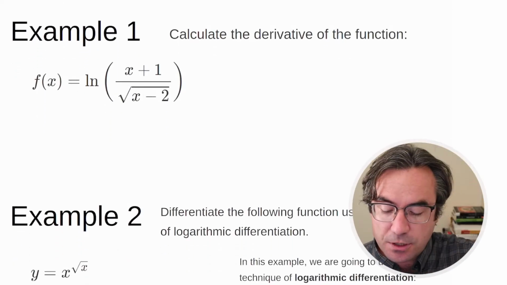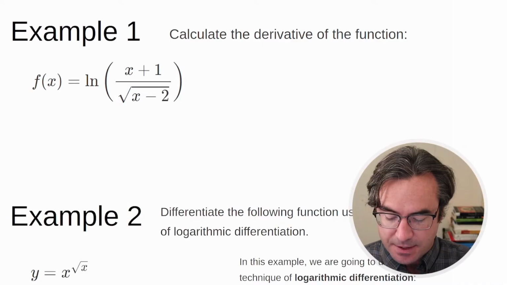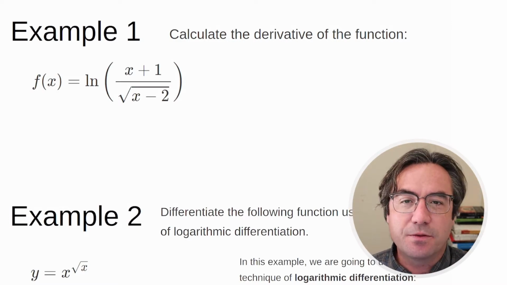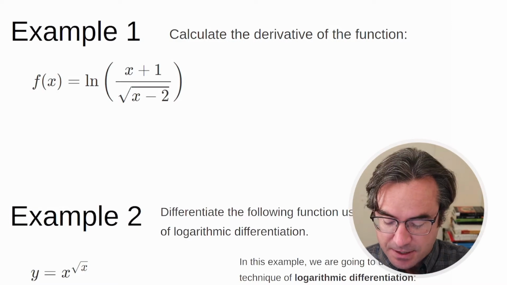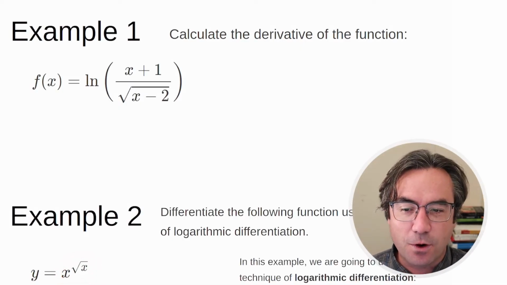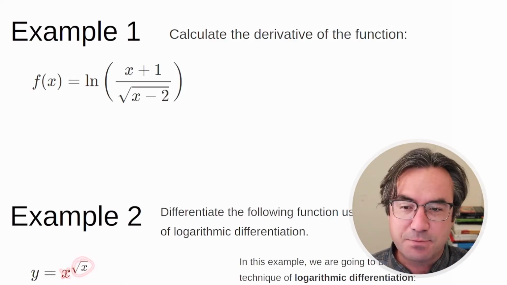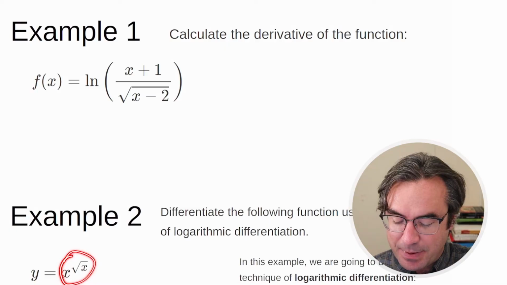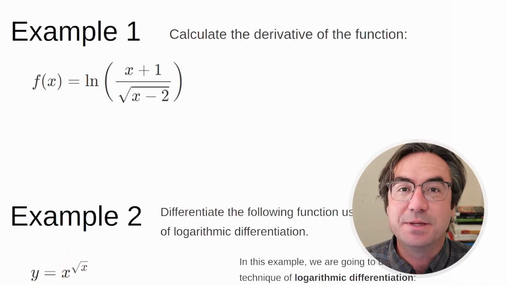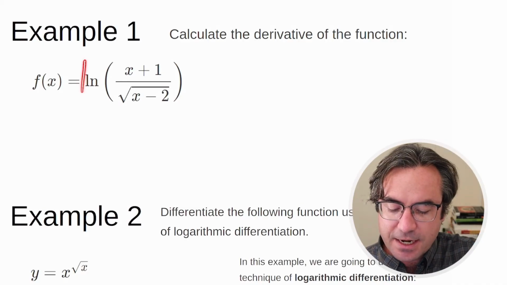For the prep, we're just going to look at this first example. We're going to do the second example in class. The second example is really where this technique is going to shine, because this function is unlike any other function we've seen before. There are variables in both the base term and the exponent term, so this isn't really a power function, and it's not really an exponential function. It's something a little bit different, so we'll save that for class. Instead, let's look at example 1.